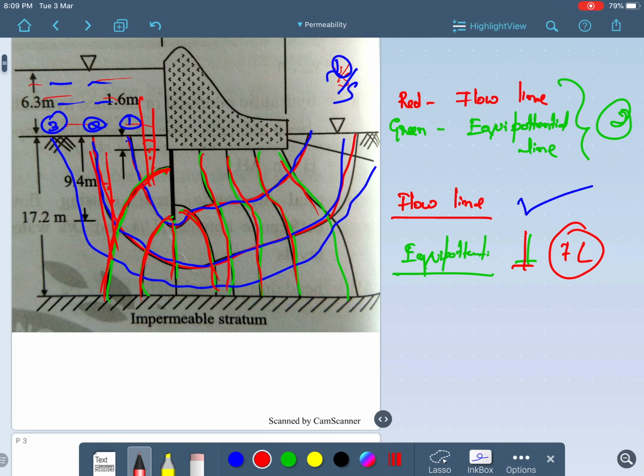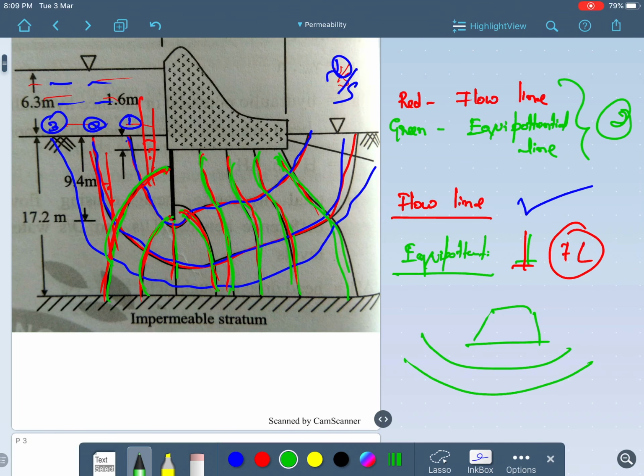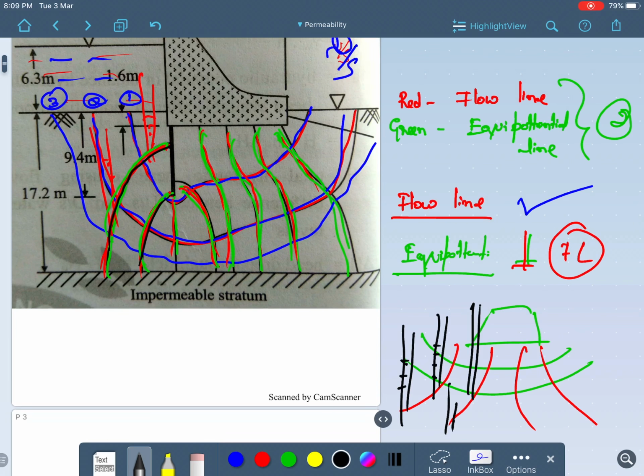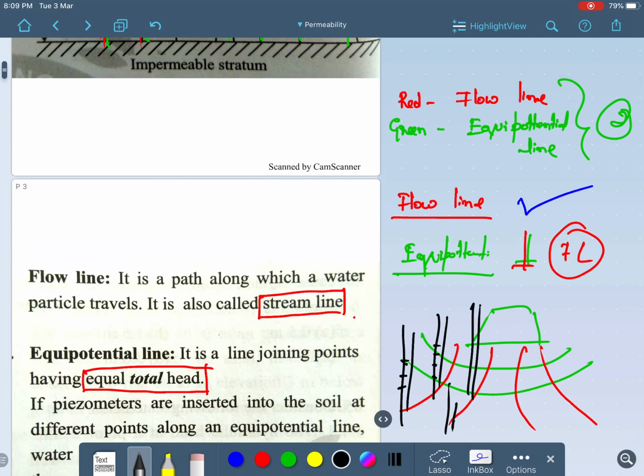In this equipotential line, all the lines are drawn in such a way that they have equal potential head. If this is the flow line and this is the equipotential line, the equipotential line is drawn in such a way that if you place a piezometer here and one more here, it shows the same head. And again the same thing in this line also, so that each individual line traced here contains the same equal head. That is what the equipotential line is. So what is the importance of the equipotential line? That I am going to explain in the upcoming slide.